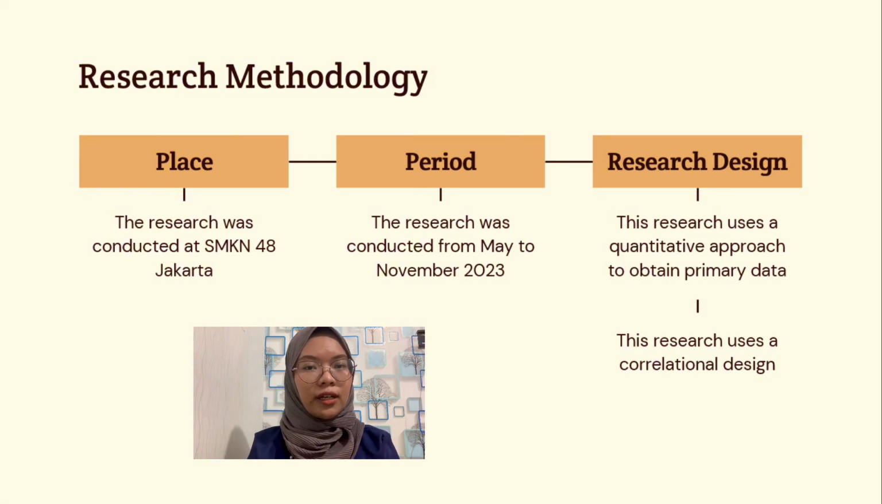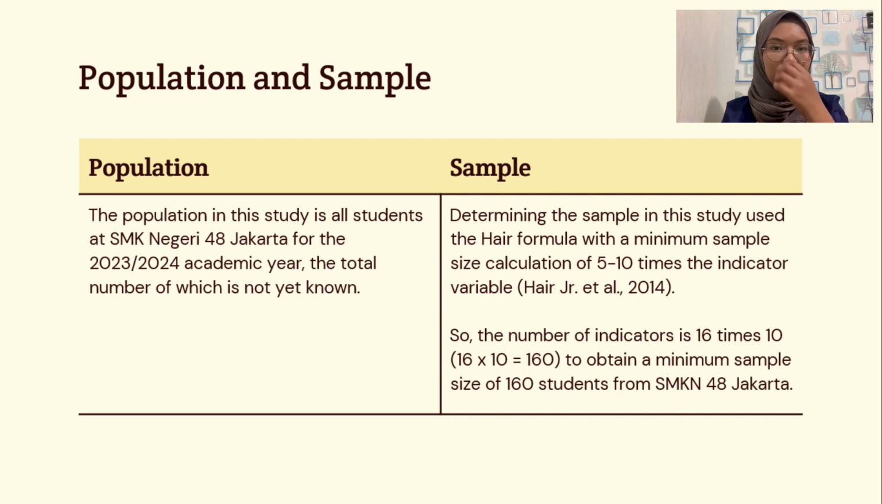This research was conducted at SMKN 48 Jakarta from May to November 2023, and this research uses a quantitative approach to obtain primary data with correlational design. The population in this study is all students in SMK Negeri 48 Jakarta for the 2023 to 2024 academic year, the total number of which is not yet known. And this research uses the Hair formula to determine the sample. So the number of indicators is 16 times 10 to obtain a minimum sample size of 160 students from SMKN 48 Jakarta.